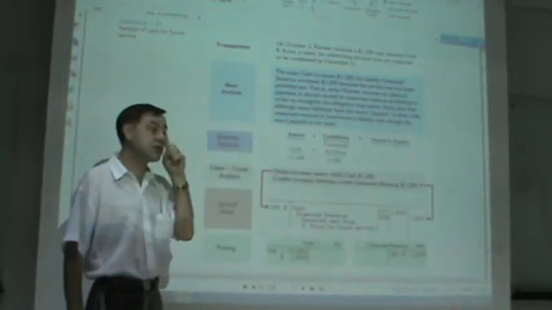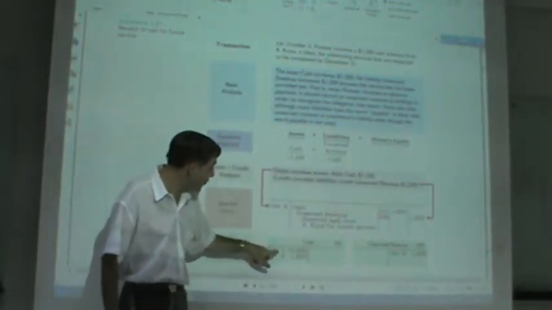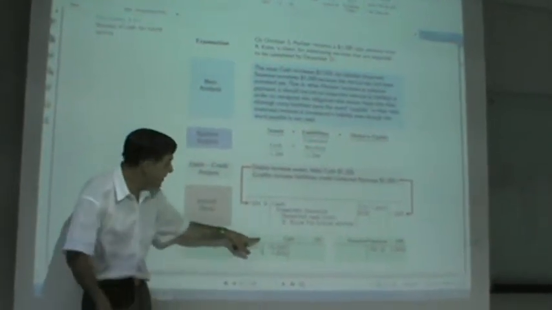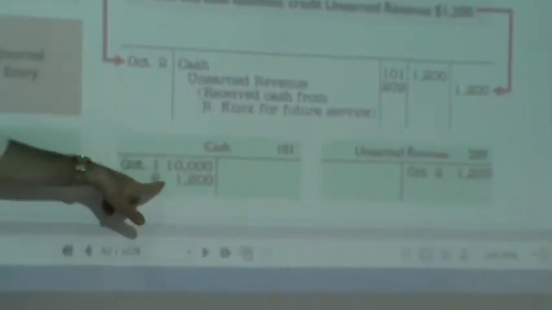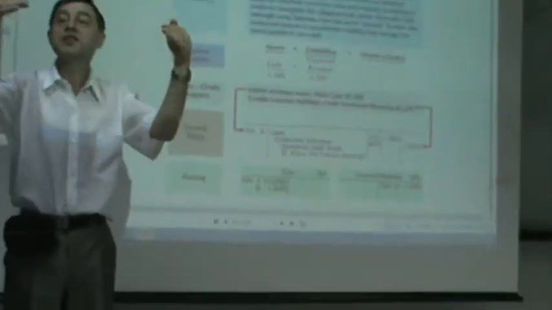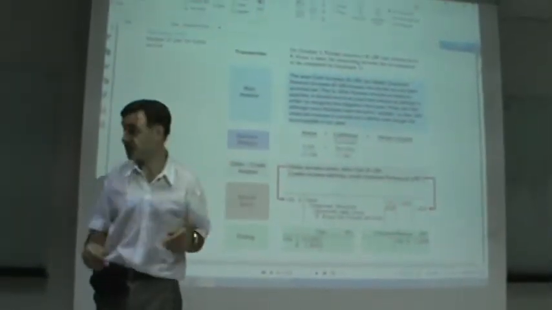Now, just notice that before we had October 10,000. That's the previous one, the investment. Now we're adding one more. We're just adding one more, October 2nd, 1,200. And that's the step. So each step is like that.